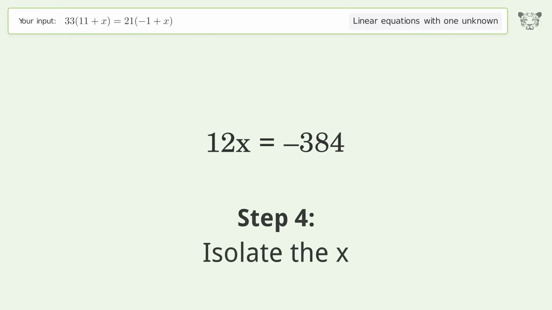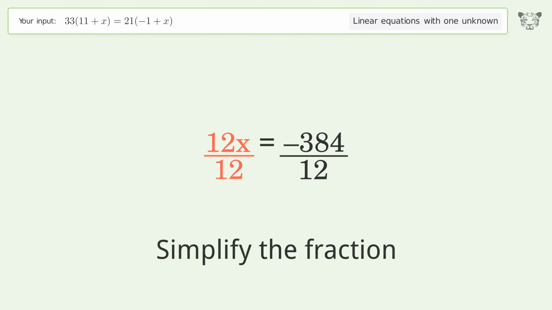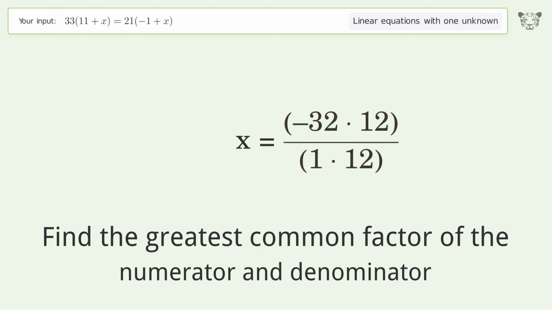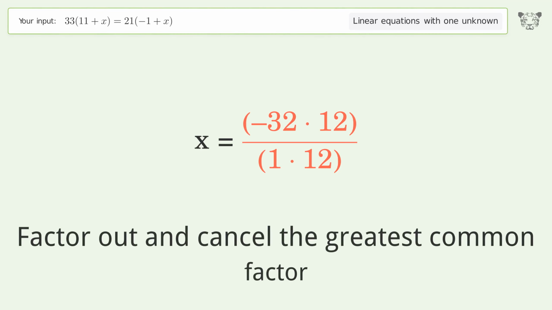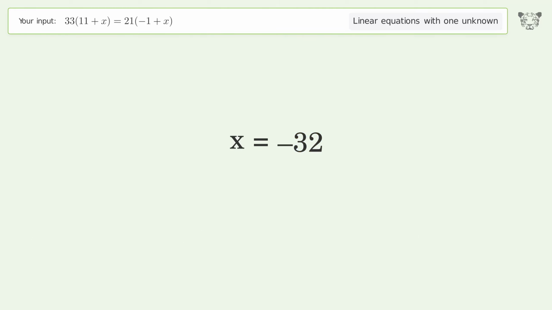Isolate the x. Divide both sides by 12. Simplify the fraction. Find the greatest common factor of the numerator and denominator. Factor out and cancel the greatest common factor. And so the final result is x equals -32.